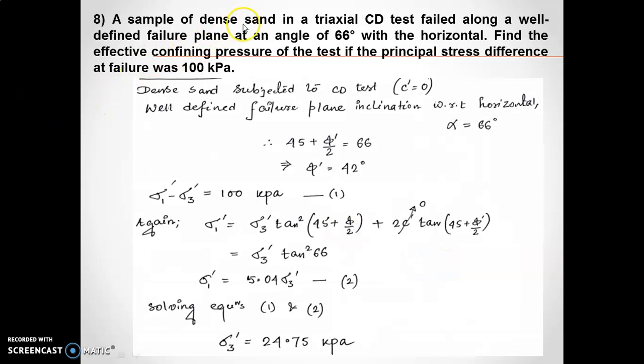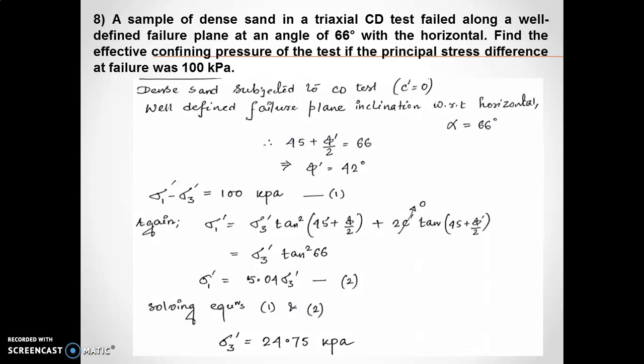A sample of dense sand in a triaxial CD test failed along a well-defined failure plane at an angle of 66 degrees with the horizontal. Find the effective confining pressure of the test if the principal stress difference at failure was 100 kPa. Okay, now what is given here? This is a dense sand subjected to CD test. So it is a sand, dense sand, so cohesion is not there, only friction here. So C dash is equal to 0.